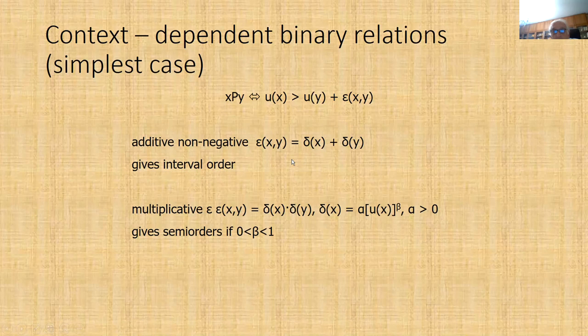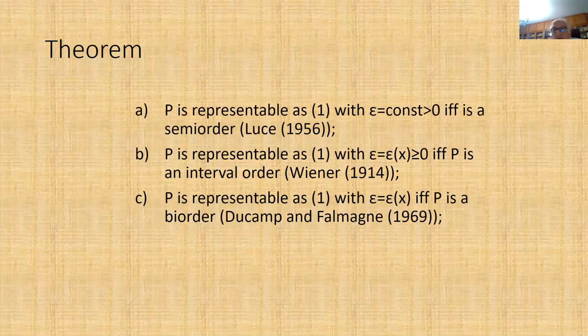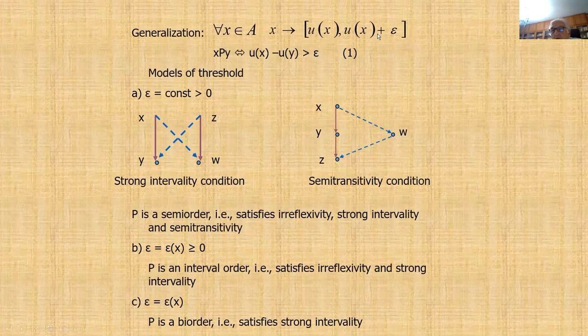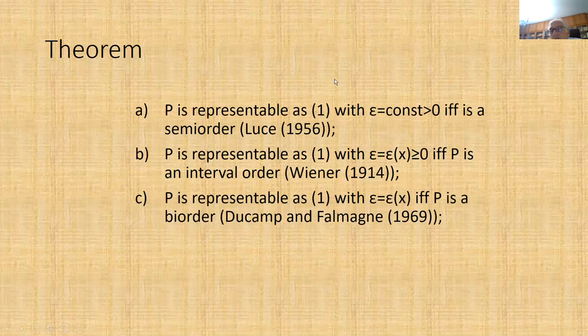Yeah. And the mathematicians, you see, the first thing they do is to present it in the form of an additive function, right? So epsilon of x, y is an additive function of delta, which is the error related to each alternative separately. But this is not an interesting result because it gives us the classic model of interval order, okay? And it is very clear to understand. We can put here, instead of epsilon, epsilon minus delta of x, epsilon plus delta of x, and then we come to the classic statement.